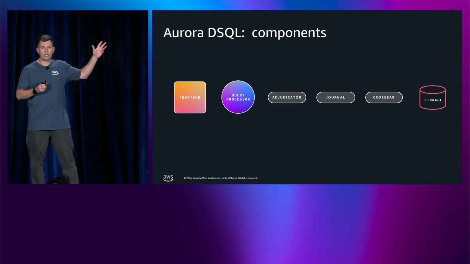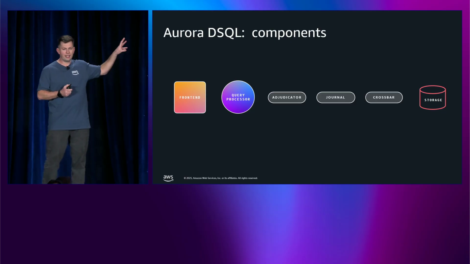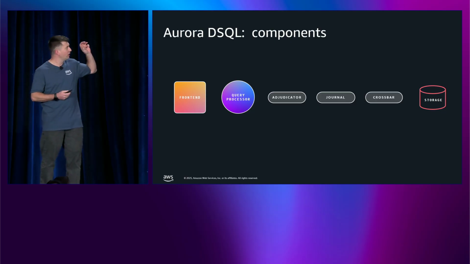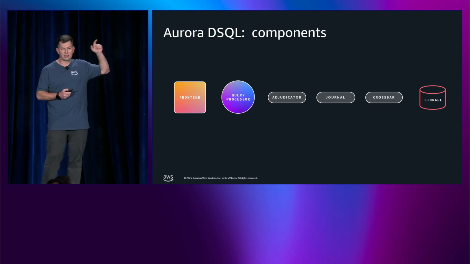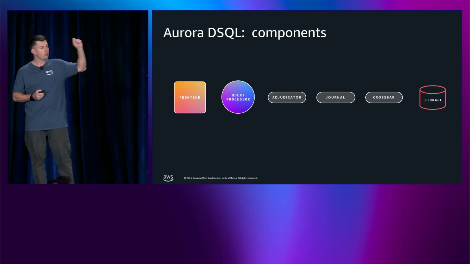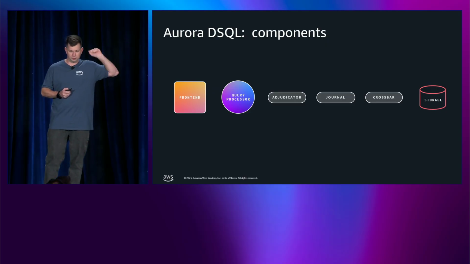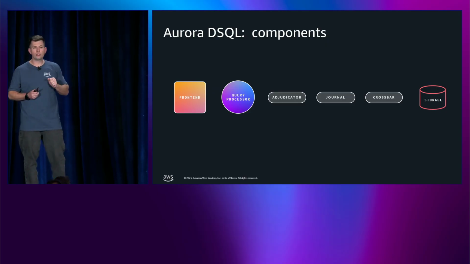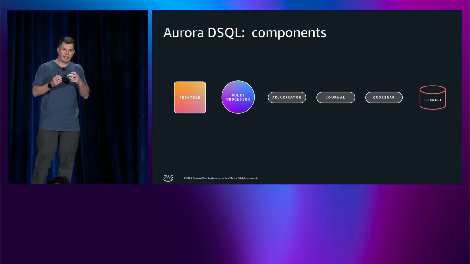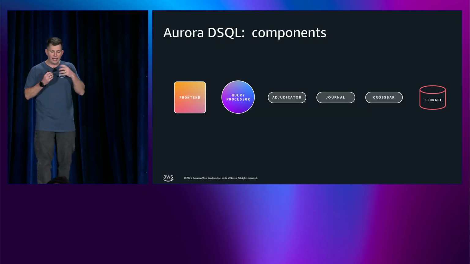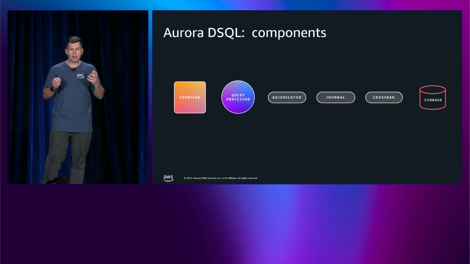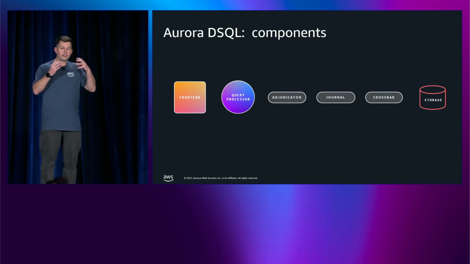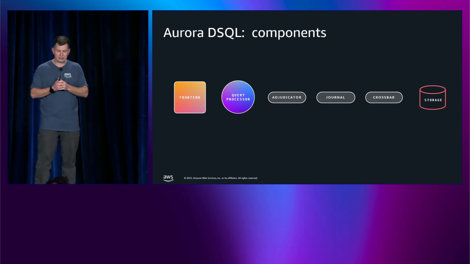So if we look at the high-level architecture or building blocks of DSQL, you will find the front end, the query processor, adjudicator, journal, crossbar, and the storage. Query processor does most of the SQL processing job. It acts as the dedicated Postgres engine for each transaction. And there can be as many query processors as there are concurrent connections to the database.